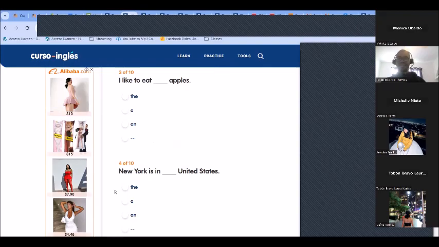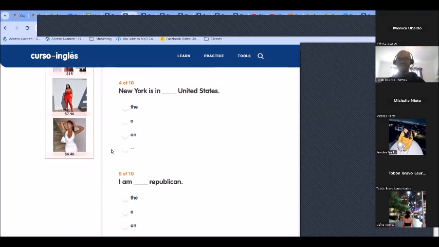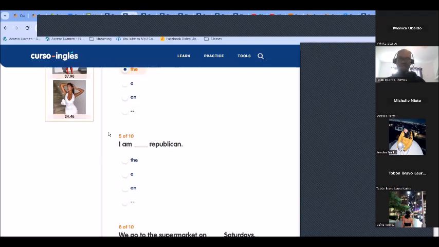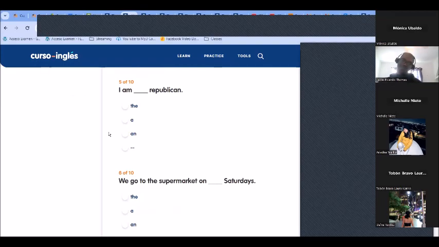I like to eat apples. Perfect. Carla? New York is in the United States. In the United States, a geographical region. Number five, Valeria. Did we lose Valeria? Are you still with us, Val? Go ahead. I am a Republican.